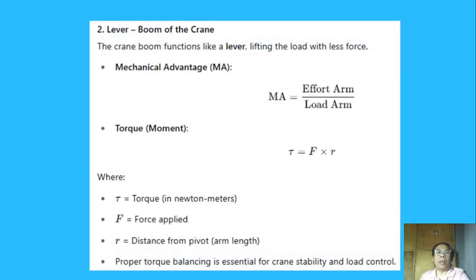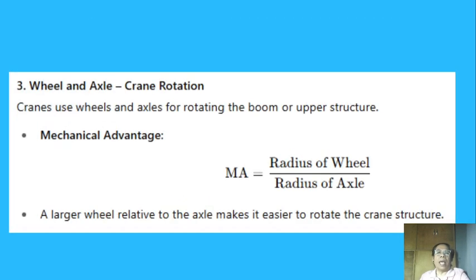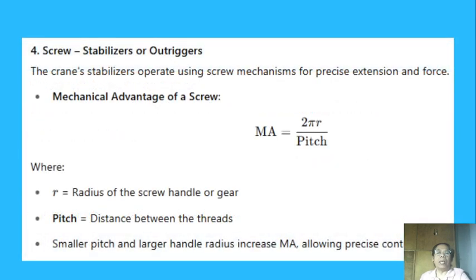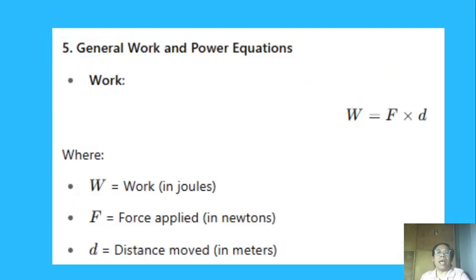Number two, lever, the boom of the crane. Mechanical advantage is equal to the effort arm divided by the load arm. The torque or the moment is equal to F times r. Number three, wheel and axle, the crane rotation. MA is equal to the radius of the wheel divided by the radius of the axle. Number four is screw, which acts as a stabilizer or outriggers. MA is equal to 2 pi r divided by the pitch, which is the distance between the threads. Number five, general work and power equation: W is equal to F times d.